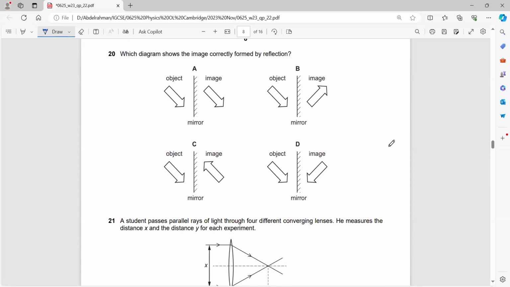Okay. Which diagram shows the reflection of the image?